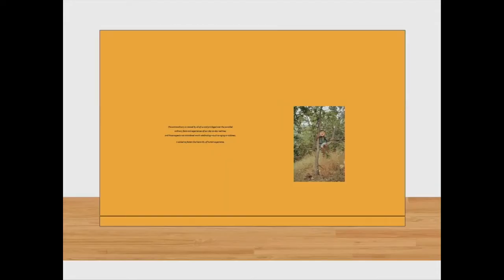So opposite this map wall is one of the larger editioned works. This is A Boy in a Tree, and there's a quote by Gauri that we pulled from an email that she wrote to me that I thought explained her working process very well. Let me see if I can read this. She says, "The extraordinary is revered by all of us and privileged over ordinary everyday facts and experiences of our day-to-day realities, such as aging or sickness. I wish to flatten the hierarchy of human experience."